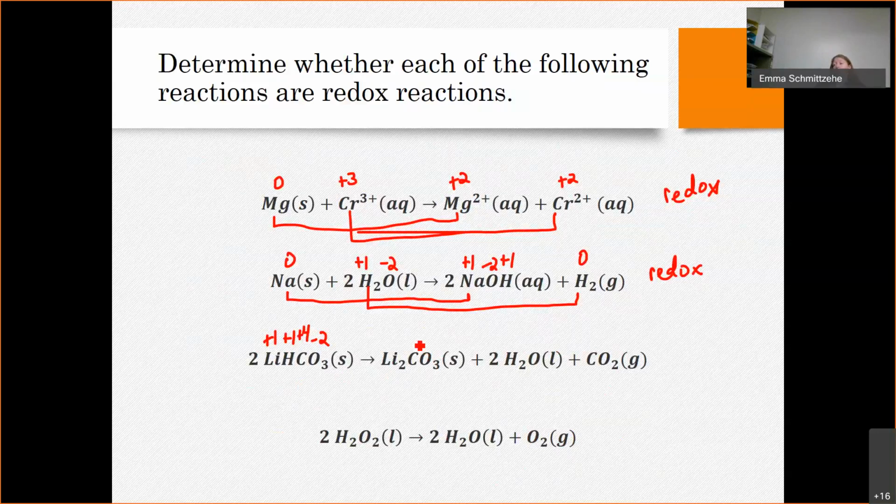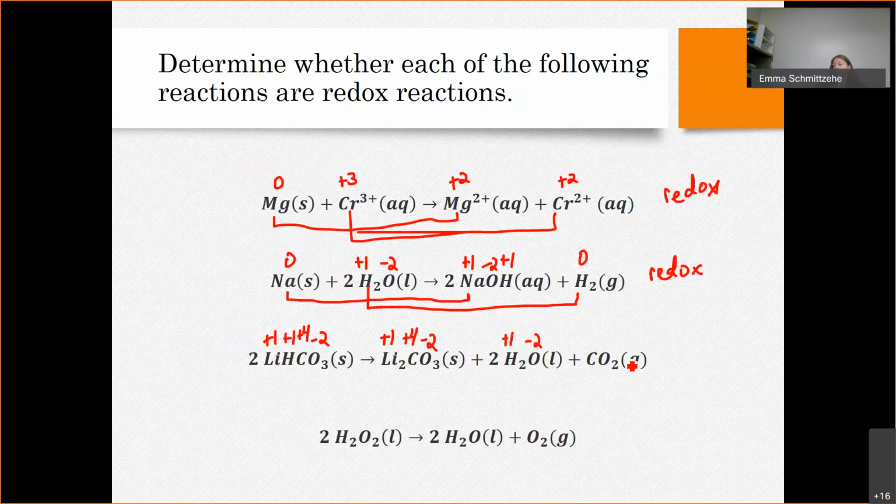Then we have Li2CO3. Again, lithium in a compound must be +1 because it's a group 1. I have -2 for my oxygen. So now if I sum all of that up to figure out what carbon would be, I have 3 -2s, so -6, and then +2 from my lithium. And so again, my carbon, I'm going to need +4 from. Okay. And then water, I have +1 and -2. That one we've done a lot of times.